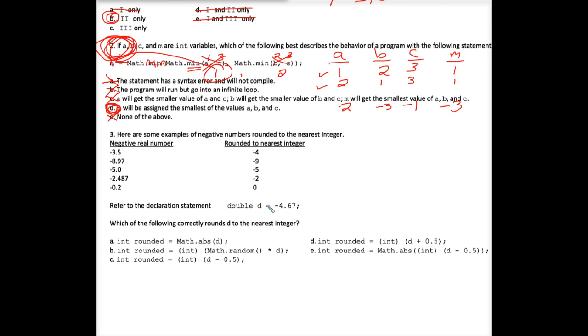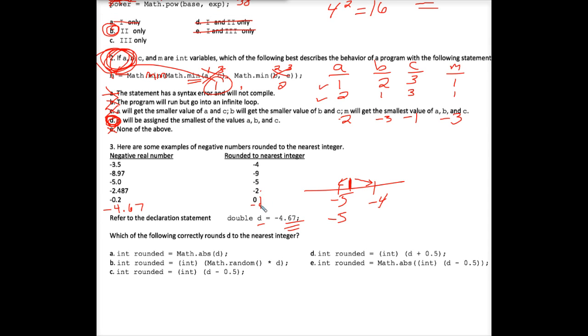So they're saying that you have this variable d that's -4.67. And which of these choices, A through E, rounds it to the nearest integer? Well, first of all, you have to know that negative 4.67, when rounded, should be negative 5. If you owe me $4.67, that means you owe me about negative $5. Don't round down to negative 4, because 0.67 is closer to negative 5 on the number line than it is to negative 4. Negative 4.67 would be about there. That's closer to negative 5. That's a further distance. So negative 4.67 should round to negative 5.